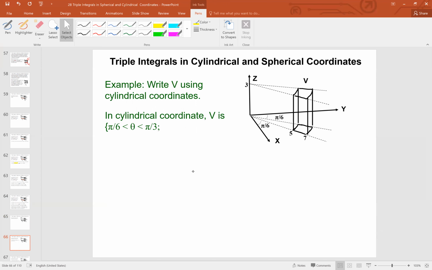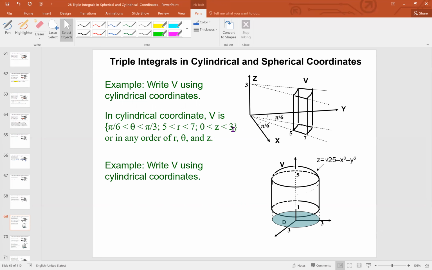The base, again, in cylindrical coordinates is basically a polar equation. So first I describe the base. Theta goes from pi over 6 up to pi over 3, and the radius goes from 5 to 7. That's for the polar base. Then the z part, you just tack on whatever z goes from, in this case from 0 up to 3. So this will be the set description of this wedge column, if you like.